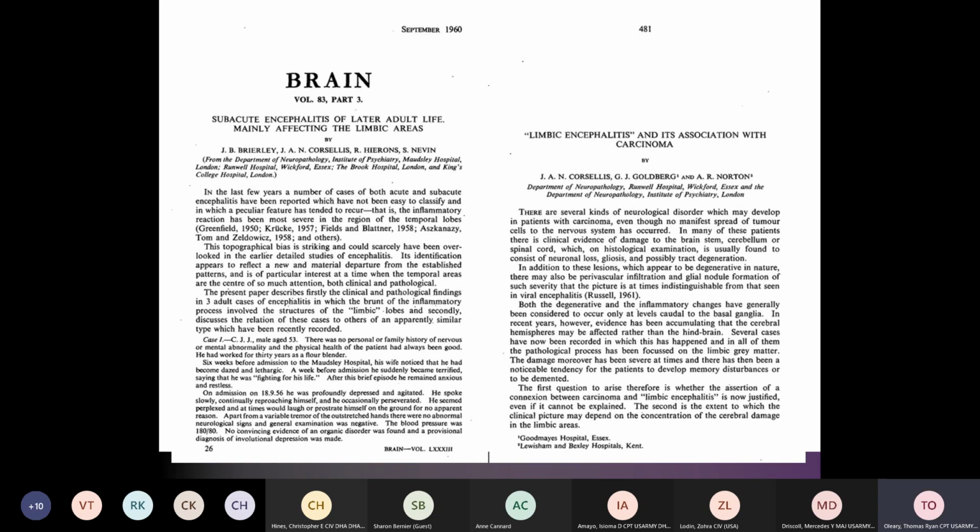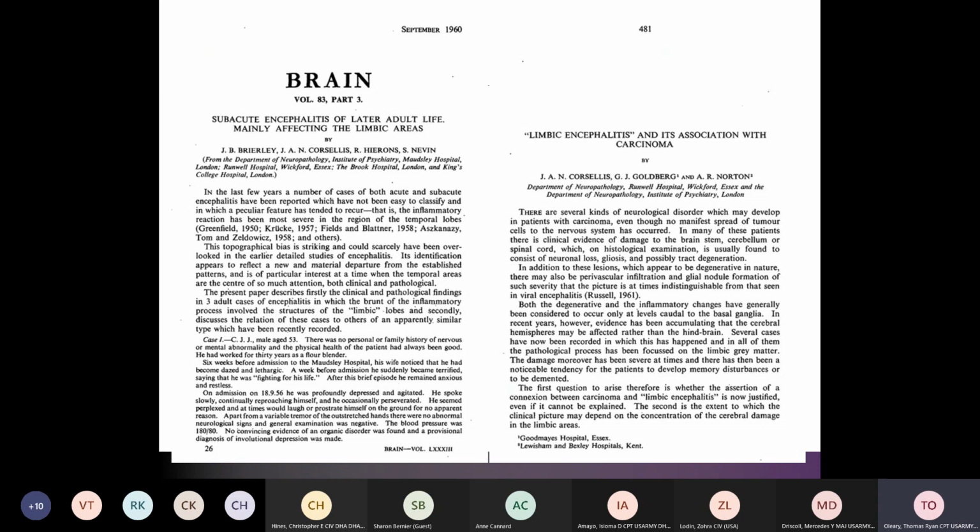So in the 1960s in the UK and Europe, there were a number of studies, and these are two classic papers from the 60s, that looked at small series of patients who had small cell lung cancer or teratomas, ovarian teratomas, who developed neurological syndromes that were characterized by significant amnesia or memory loss, seizures, and intermittent delirium.